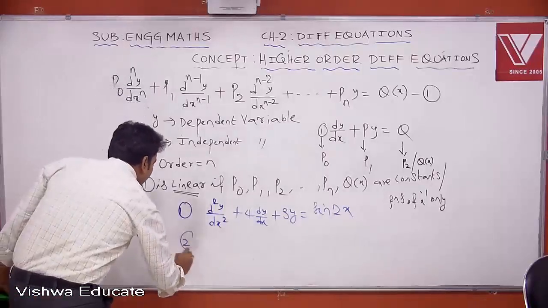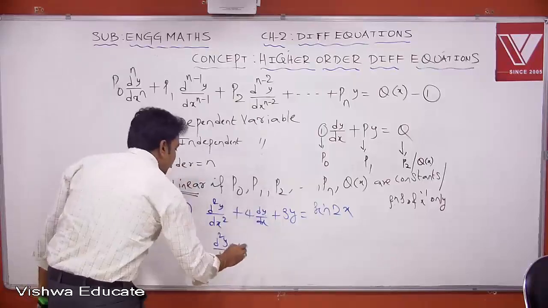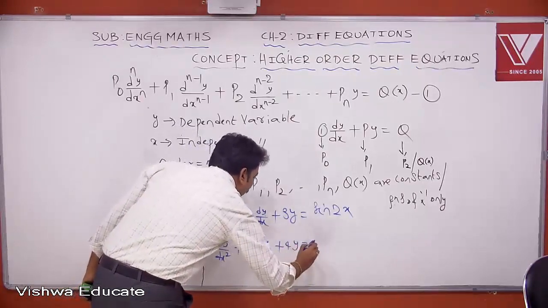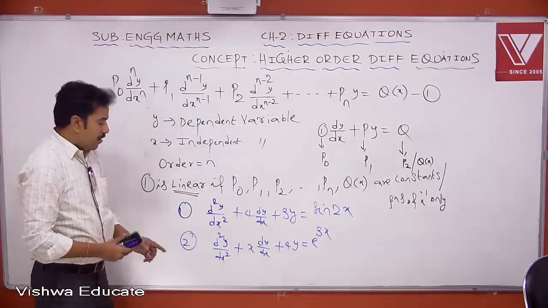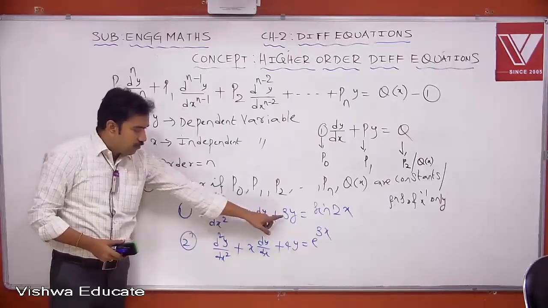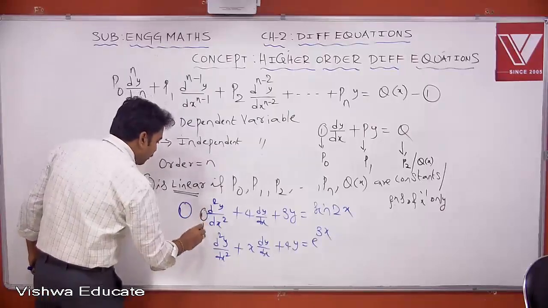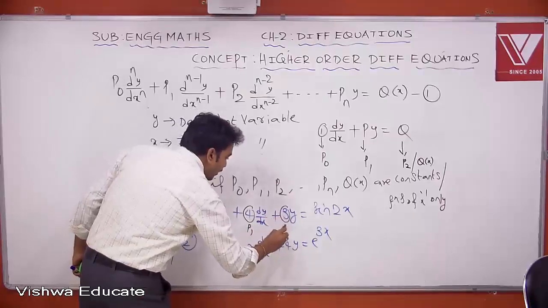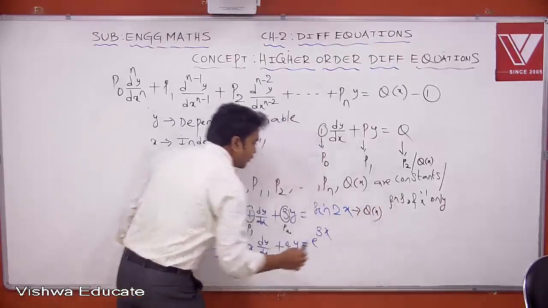Another example is, suppose I have d²y/dx² + x dy/dx + 4y = e^(3x). Assume that I have these two equations. Now we can see here P0 is 1, P1 is 4, P2 is 3. Let me point out these constants. This is 1, so this is P0. This is P1, it is a constant. This is P2, it is a constant, and this is a function of x. I call it Q of x.